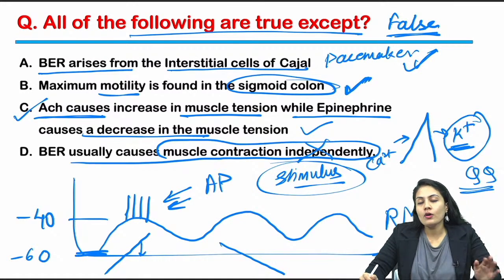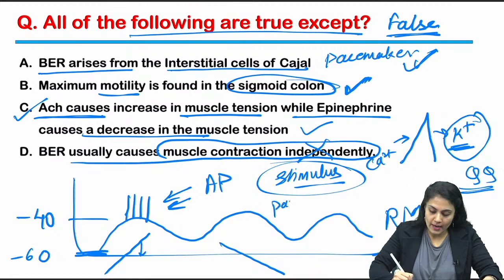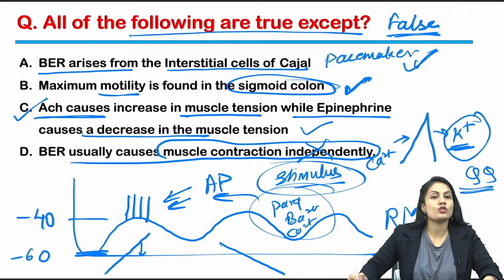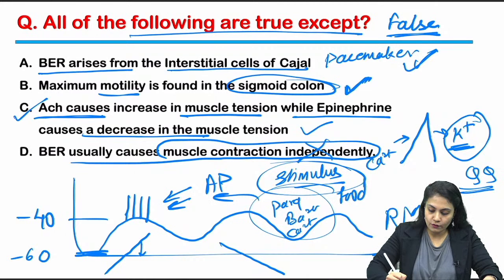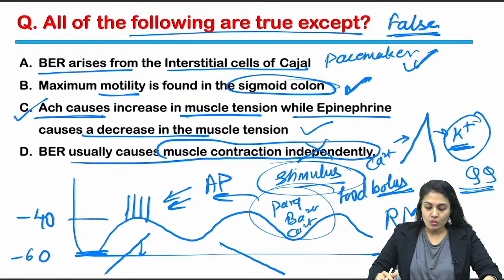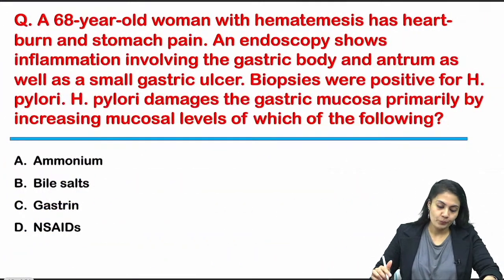Okay, so the stimulus is required over here. The sympathetic causes the inhibition of it, and parasympathetic causes the stimulus. Be it the barium, be it the calcium, all these things act as a stimulus. The most common is food bolus. Okay, so all these things are going to act as a stimulus, right? Let's move on to the next thing.